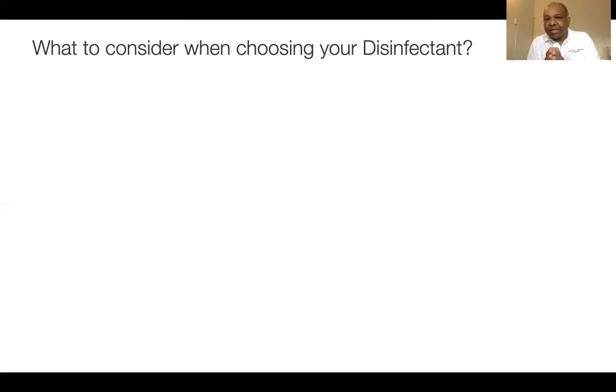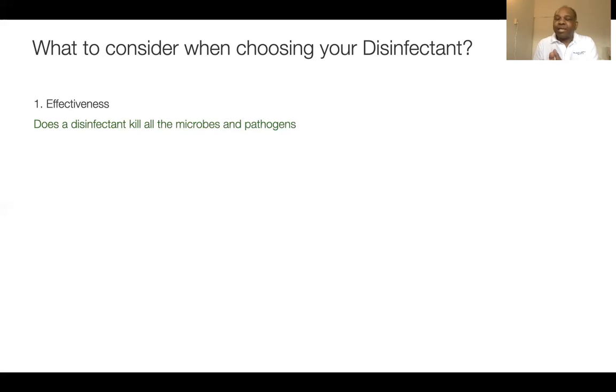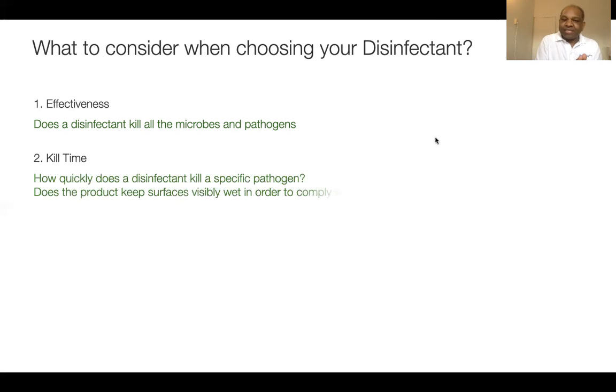When we consider choosing a disinfectant, we need to look at the effectiveness. Does it kill all the viruses and bacteria or the pathogens on your hand or on the surface? Number one. Number two is, what about the kill time? Does it take 30 seconds to kill it, or does it kill it over a long period of time? When we're spraying on the surface, does it still remain wet on the surface to allow all the pathogens to be killed, or does it evaporate quickly, thereby not killing any viruses or bacteria on the surface? So we need to consider the kill time as well.